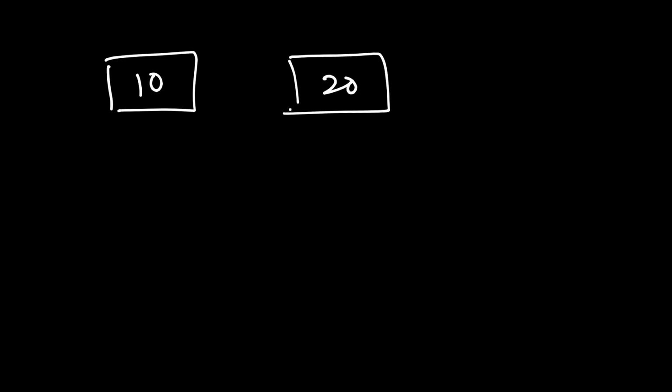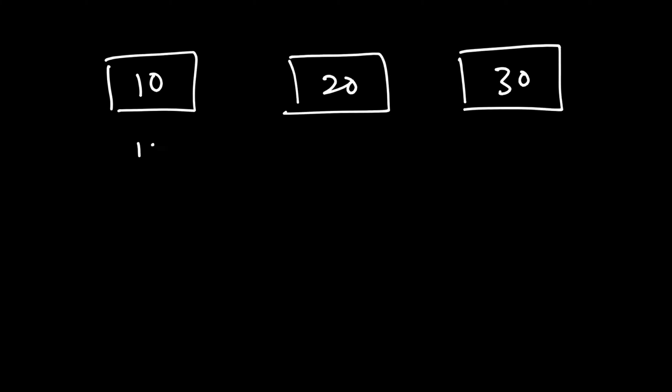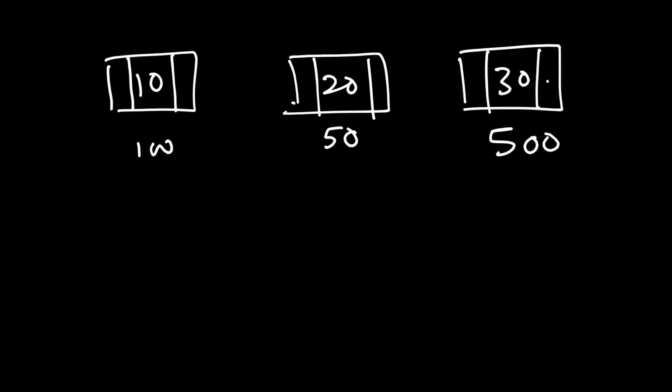Now let's see what a doubly linked list is. The same three numbers, 10, 20, and 30, stored at the same addresses, 100, 50, and 500. Here instead of only a next pointer, we have one previous and one next pointer. This is the previous, and this is still the same next pointer. So this will be storing 50.